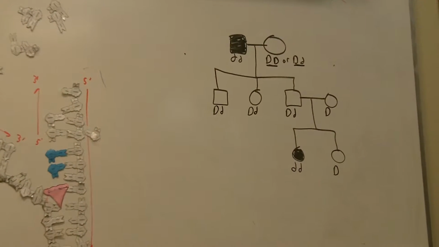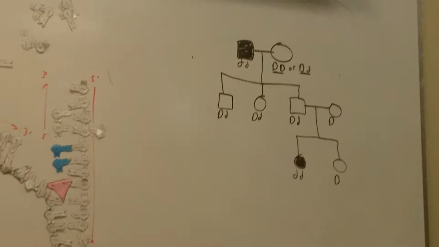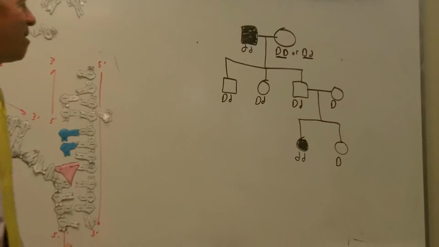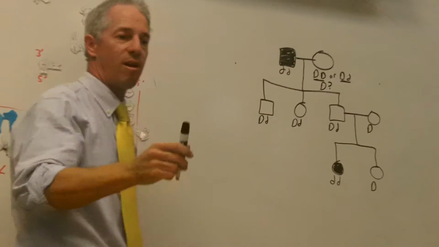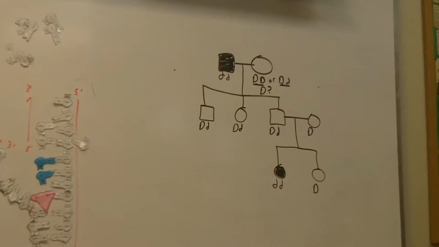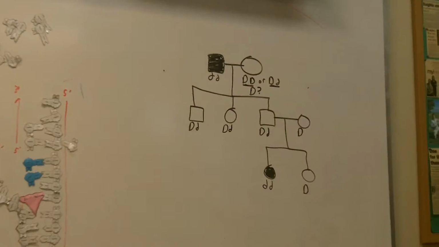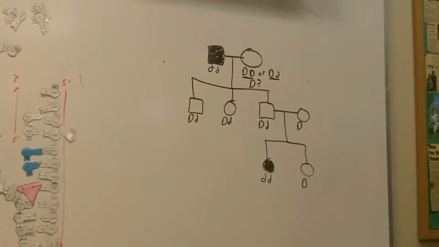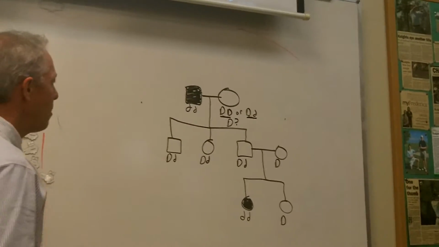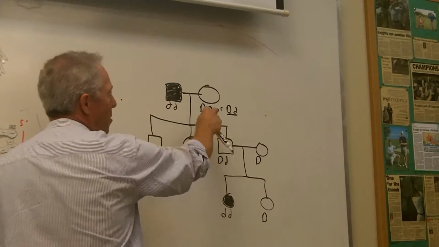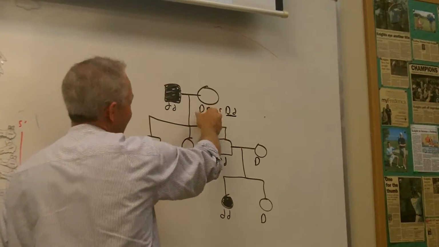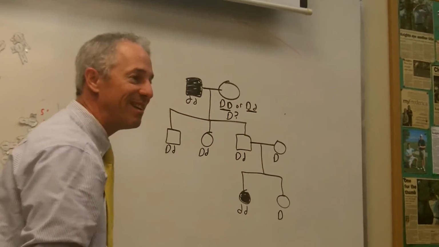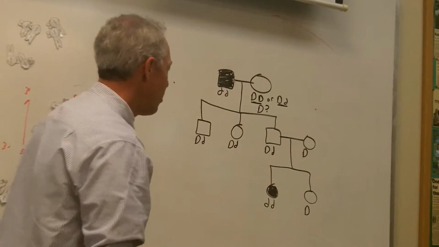Now you got to say it's either. So you can't be for sure that it's that one or that one. So it's big D question mark. That's the right answer. If you put big D, would you be wrong? Yeah, technically you would. It's probably big D because all three got the big D from that parent, so it's probably big D. But it might be big D, little d. We don't really know.